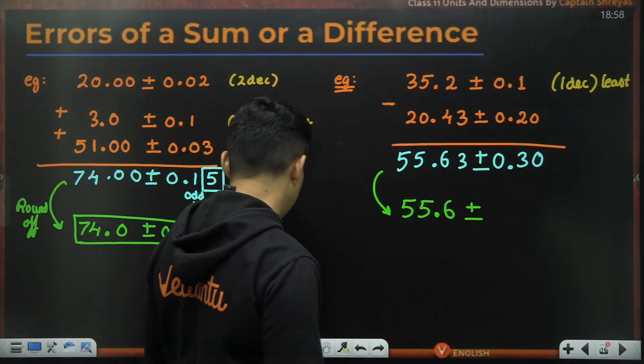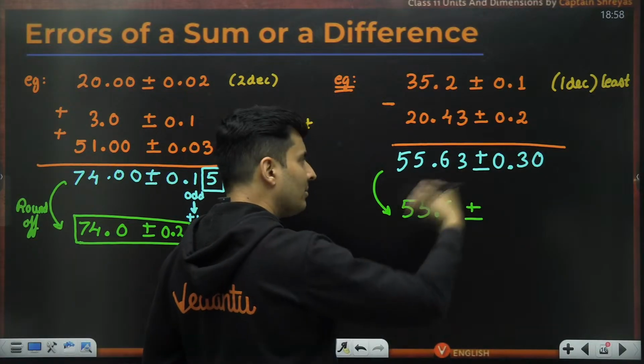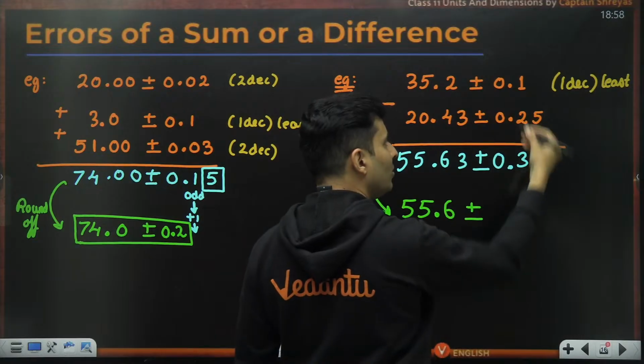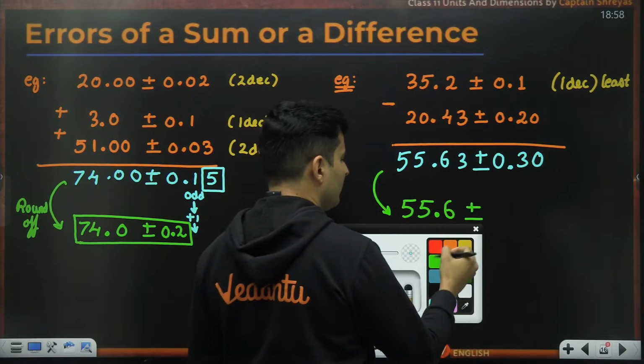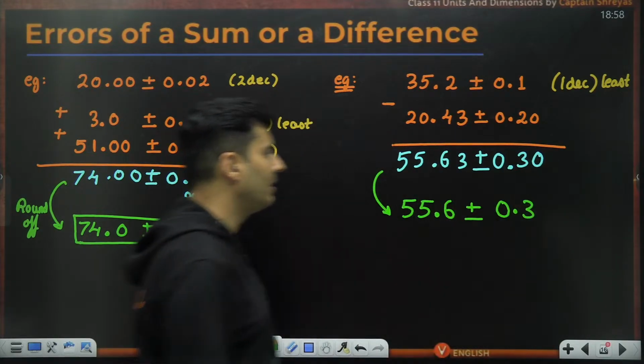But let us just say this was not 0.30, let's say this was something else. Let's say this was 0.25 or something. Then you will have to get rid of that. Got it? But right now this is just 0, so I'm just going to keep it as 0.3 only. Get rid of that second decimal.